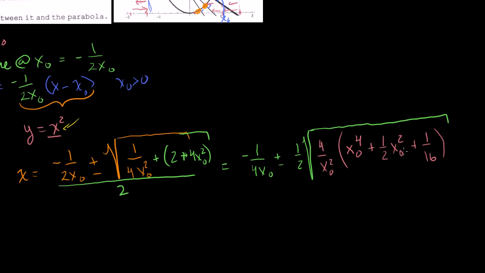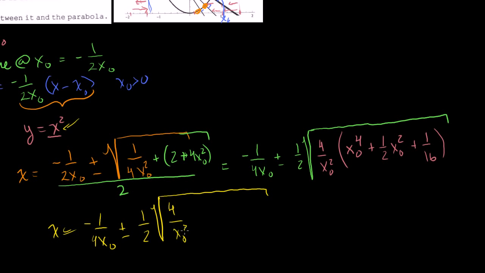If you were to multiply this out, you should get this business right here. If you just multiply this thing out, I see the home stretch here because this should actually factor out quite neatly. So what does this equal? The intersection of our normal line and our parabola is equal to minus 1 over 4 x naught plus or minus 1/2 times the square root of this business. And the square root, this thing right here, is 4 over x naught squared.